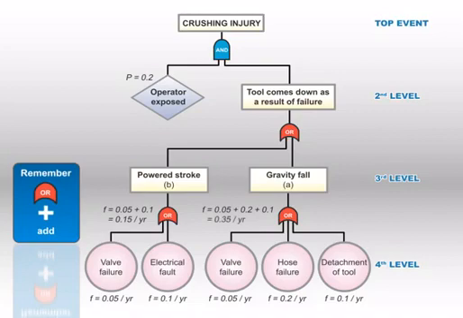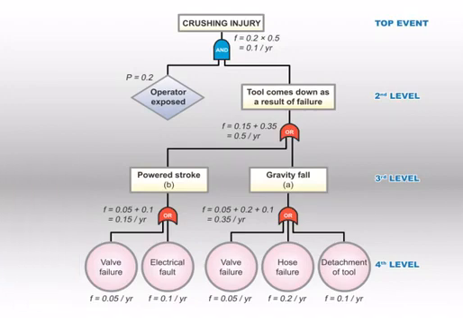Now we can calculate the frequency of the second level event occurring, the tool coming down as a result of failure, by adding together the frequencies of both potential causes, the powered stroke or the gravity fall. Finally, the frequency of the crushing injury occurring can be calculated by multiplying together, because we are using an AND gate, the probability of the operator being exposed and the frequency of the tool coming down as a result of failure. We have used fault tree analysis to calculate that the operator is only likely to be injured in this way once in every 10 years.